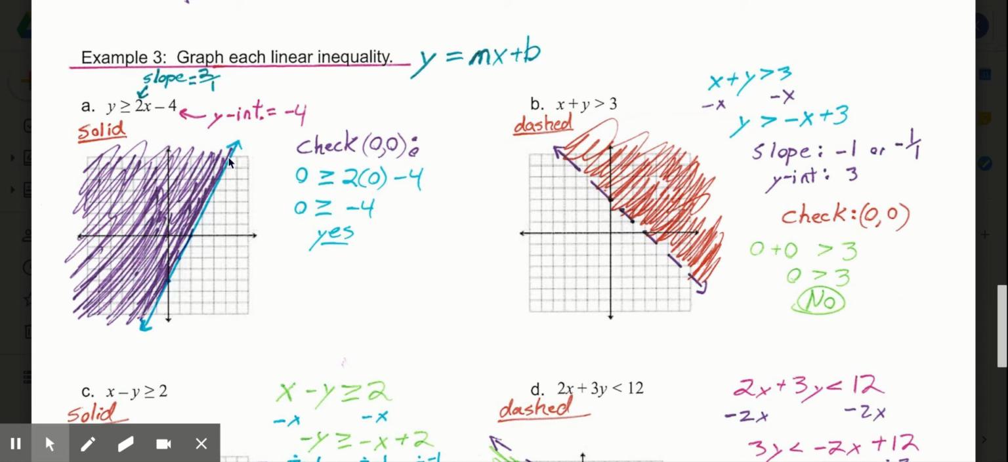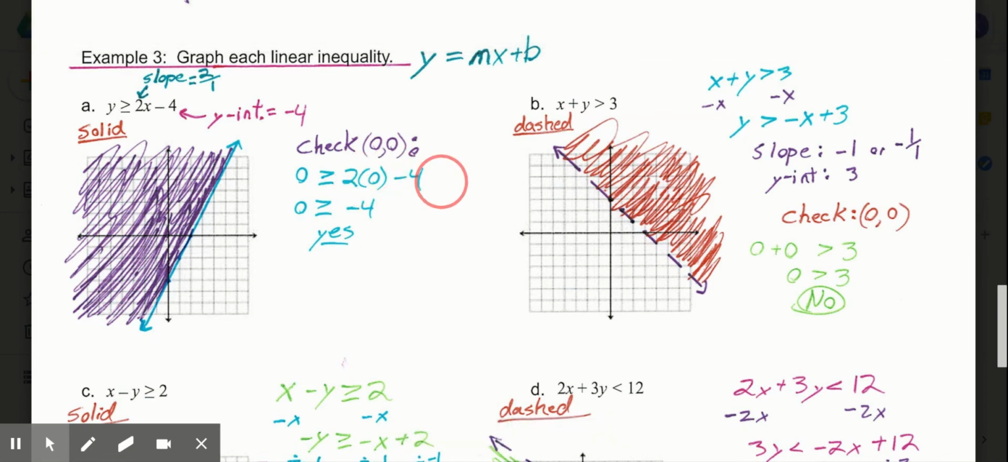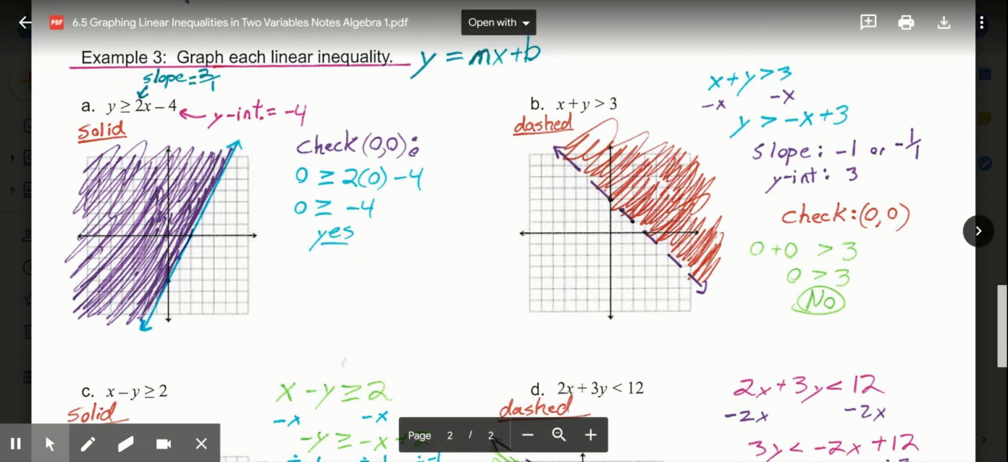As long as the point's not on the line, we can use 0, 0. So plugging in 0, 0 for x and y, we always plug it back in to the original inequality. So in this case, we end up with 2 times 0 minus 4, so negative 4, and on the left we have 0. So is 0 greater than or equal to a negative 4? Yes, it is. So we want to shade toward 0, 0.